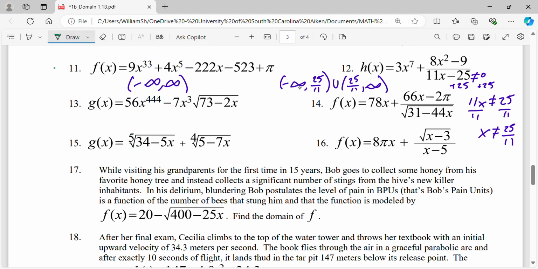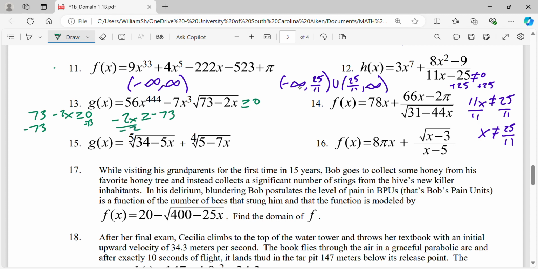Number 13, g of x equals 56x to the 444th power minus 7x to the 3rd power times the square root of 73 minus 2x. Okay, just have to worry about that radical being greater than or equal to 0. So if that's the case, it'll look like 73 minus 2x is greater than or equal to 0. I will subtract 73 from both sides. So I have negative 2x is greater than or equal to negative 73.